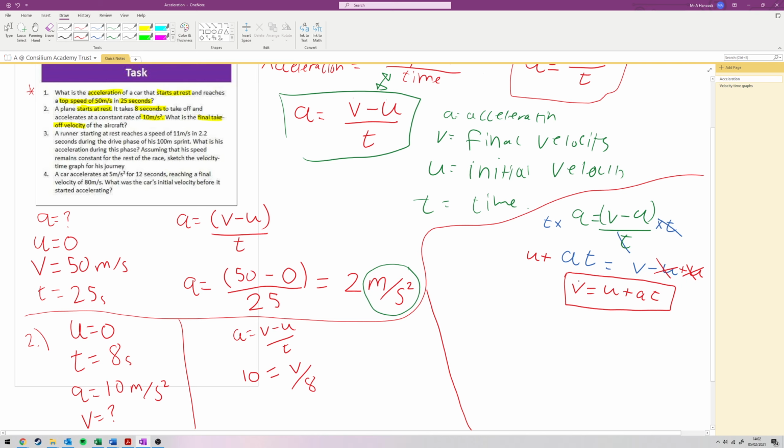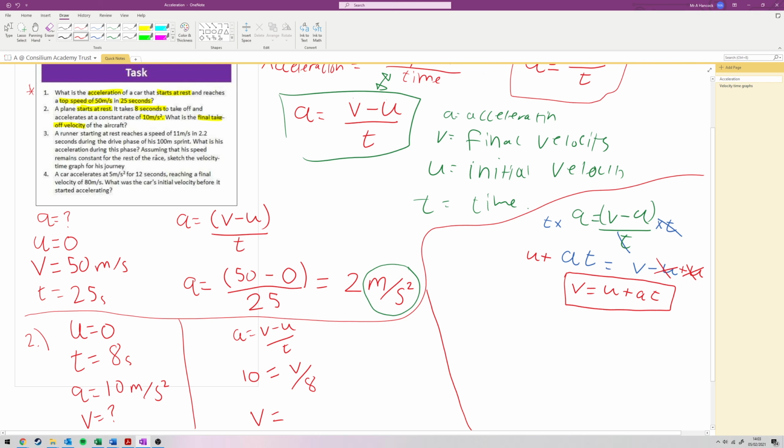Now, I want you to pause again. I want you to try and have a go at getting V equals from either one of these equations. I want you to get an answer for the velocity. So pause it, have a little go quickly. Right.